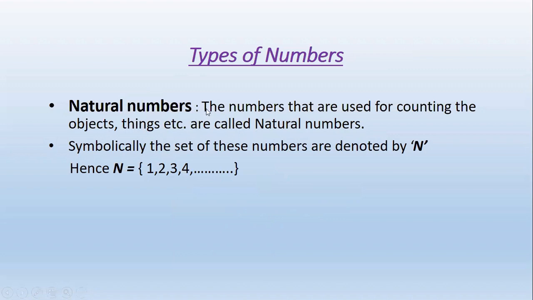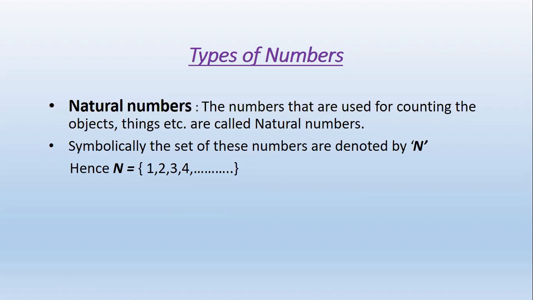The numbers that are used for counting the objects, things, etc. are called natural numbers. Symbolically, the set of these numbers is denoted by N. Hence, N is equal to the set of numbers 1, 2, 3, 4, and so on. For example, 100 is also a natural number. 1000 is also a natural number. All numbers that are used for counting are natural numbers.